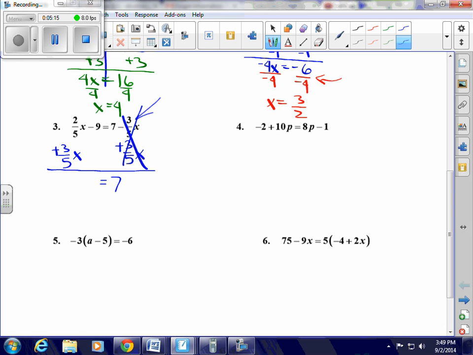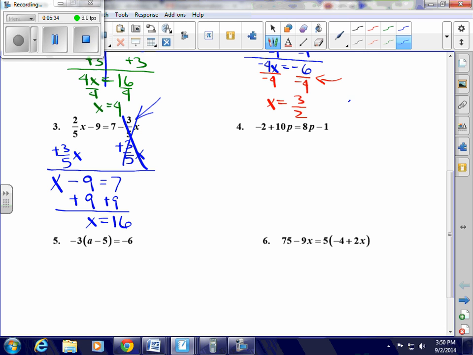And you're left with 7 on the right side. Well, on the left side, all you need to do is just do the math. The math says take 2/5 x plus 3/5 x, you get 1x, bring down the minus 9, add 9 to both sides, you get x is equal to 16.